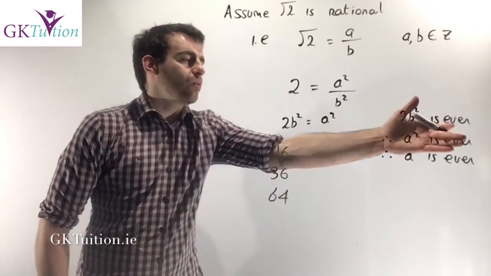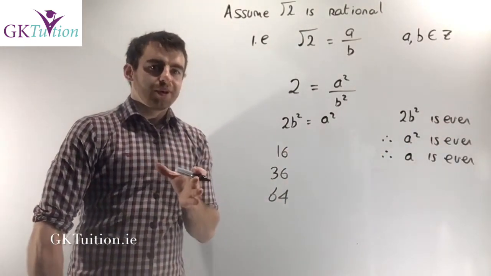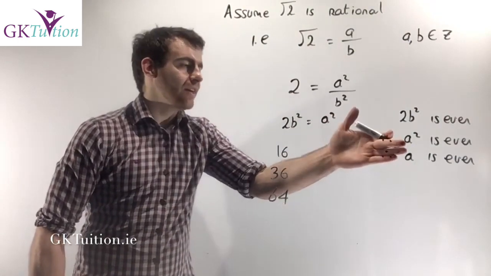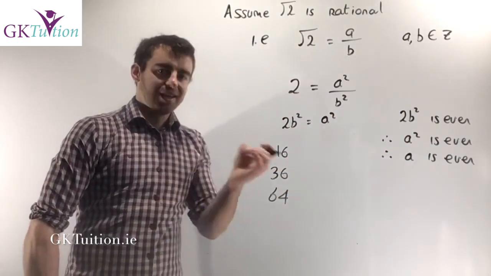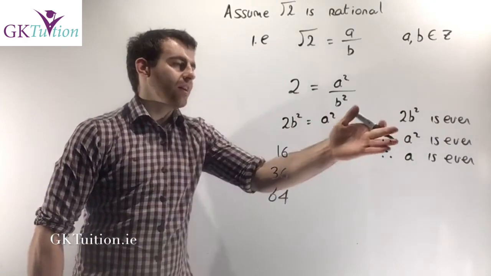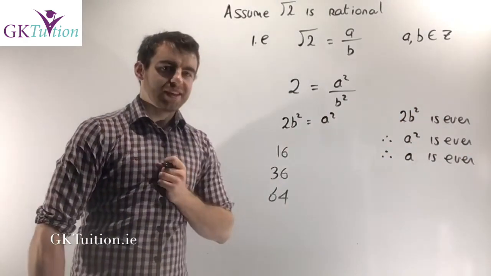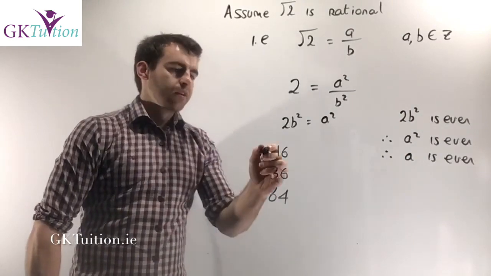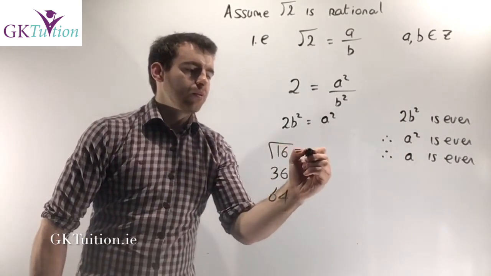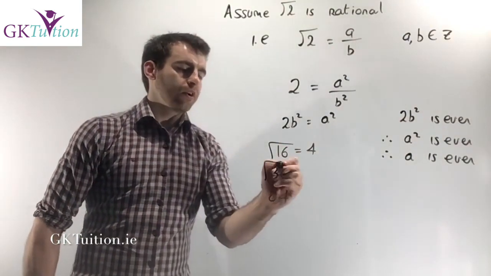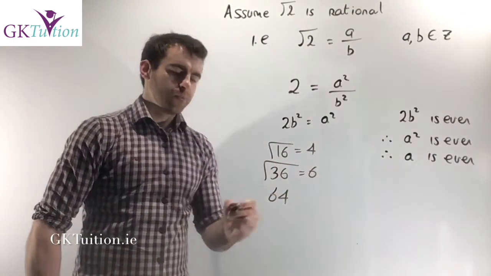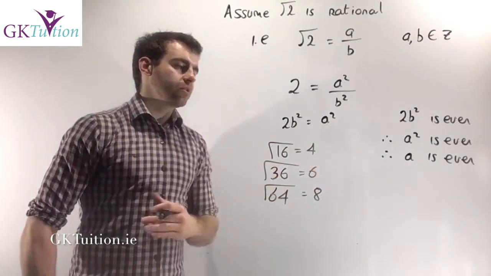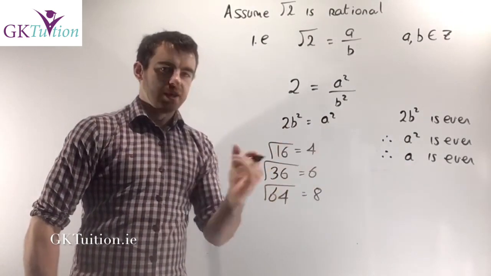Basically, I know a squared is even, but more importantly, I know that a is a whole number. So I can definitely get the square root of a squared and say that it's a whole number. And if the original one I'm starting off with is even, then the square root of it also has to be even. The square root of 16 is equal to 4. The square root of 36 is equal to 6. The square root of 64 is equal to 8. Notice that all of these square roots are also even.